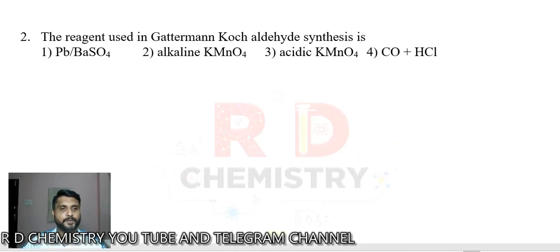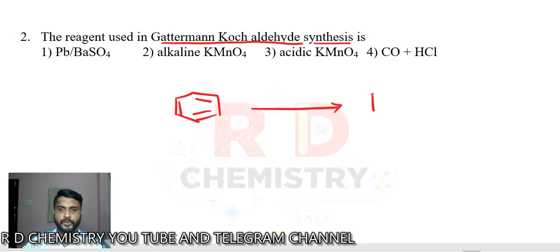Question number 2. The reagent used in the Gattermann-Koch aldehyde synthesis. Now, what is this reaction? Here we have benzene. Benzene is converted to benzaldehyde using different types of reagent. Benzene gets attached to CHO. Here we have got hydrogen here.